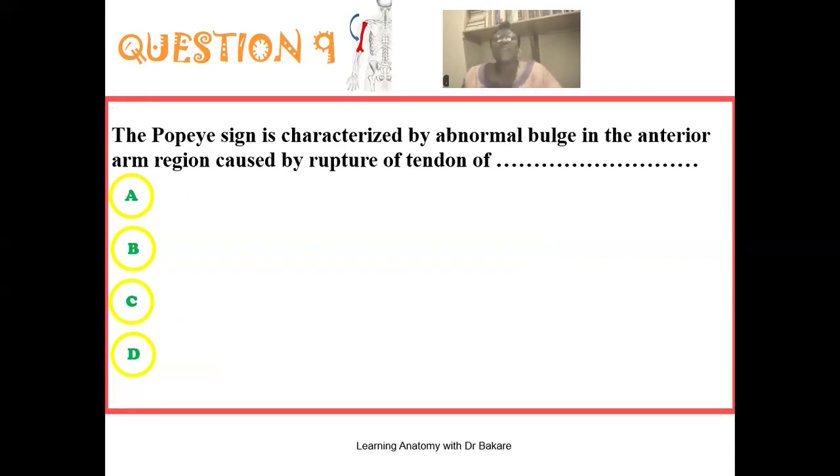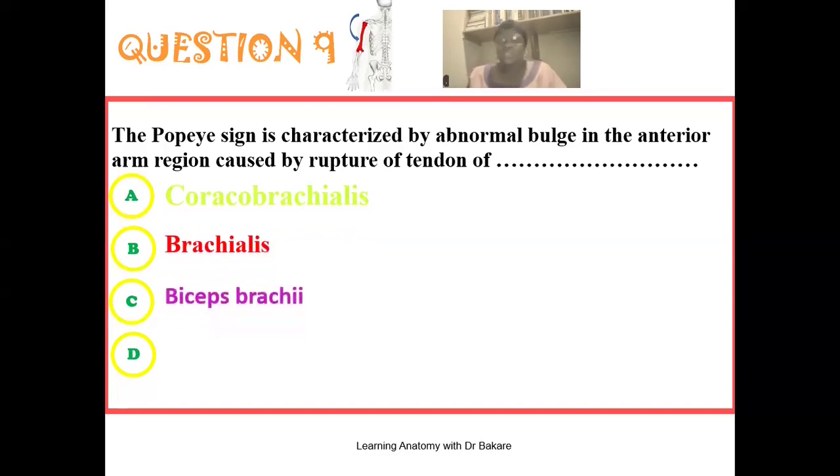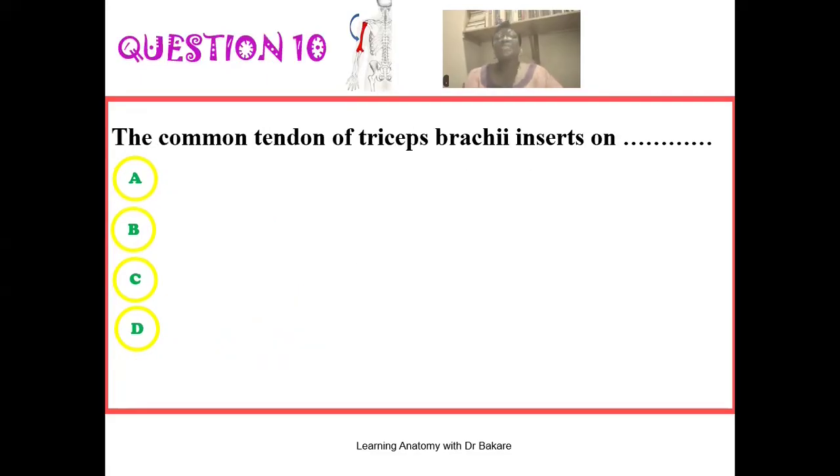Now let's move to the ninth question, and this reads that the Popeye sign is characterized by an abnormal bulge in the anterior arm region caused by rupture of the tendon of dash. Is it caused by the rupture of the tendon of the coracobrachialis? Is it of the tendon of the brachialis muscle? Is it the tendon of the biceps brachii, or is it the tendon of the triceps brachii? The correct answer is the tendon of the biceps brachii muscle. When there's a damage or rupture of the tendon of the biceps brachii muscle, this sign can be used to characterize this mishap.